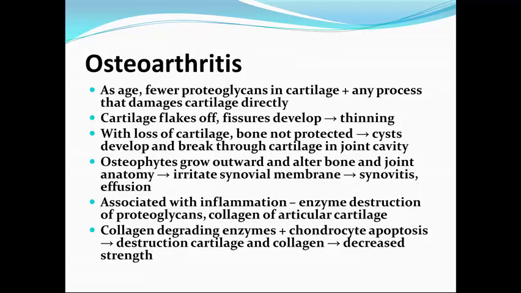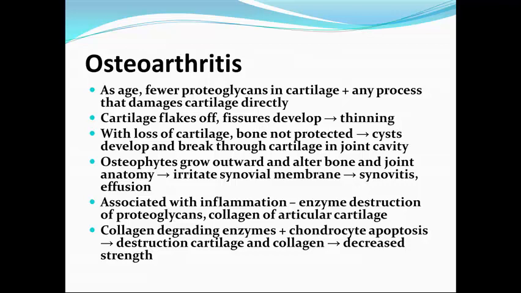So what happens in the articular cartilage is the cartilage actually flakes off and fissures begin to develop, causing thinning of the cartilage. With the loss of that cartilage, the bone has lost its protection. And with the unprotected bone, cysts begin to develop, and they actually break through the cartilage in the joint cavity.